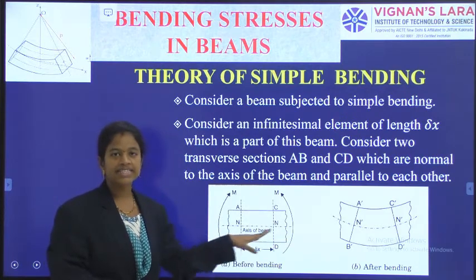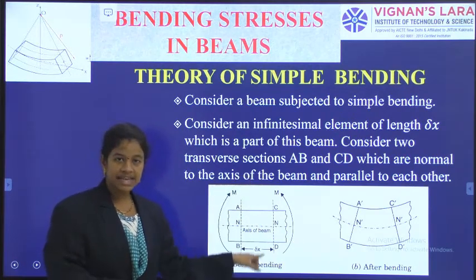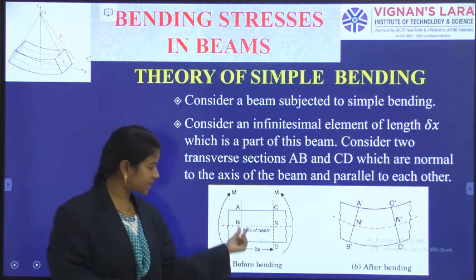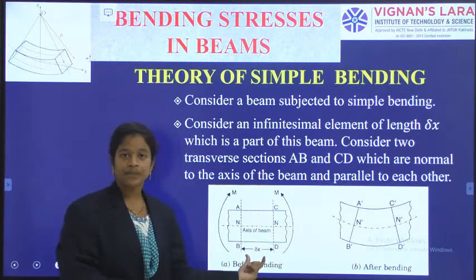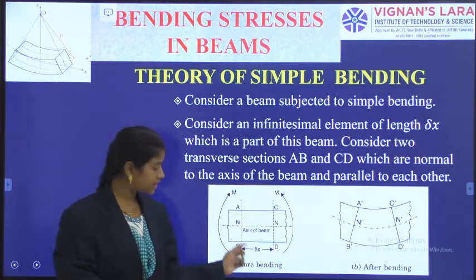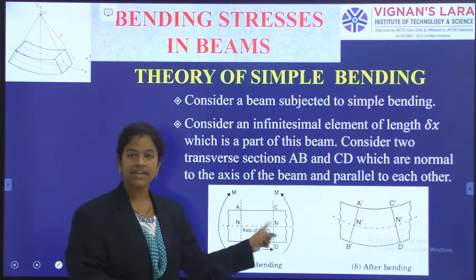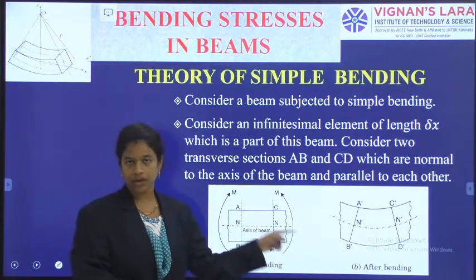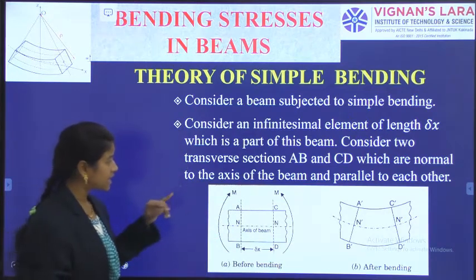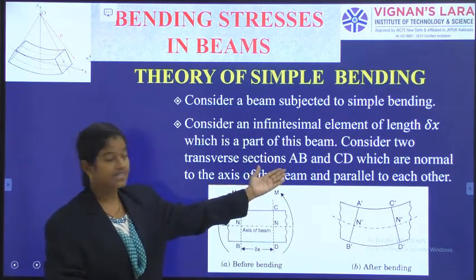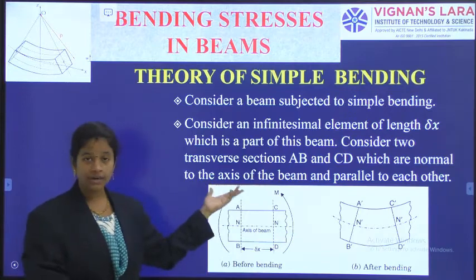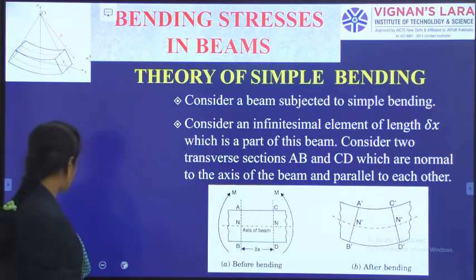So this segment is like this and it has two cross-sectional planes, AB and CD, and between those two we have a length of the element as delta x, and the center line which we have indicated is the axis of the beam. Now consider two transverse sections AB and CD which are normal to the axis of the beam and parallel to each other.